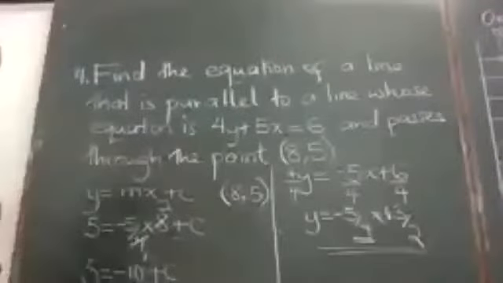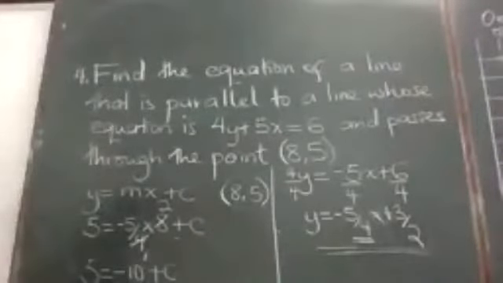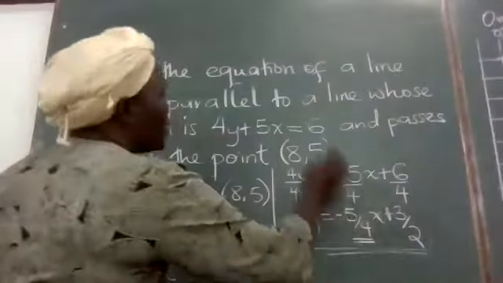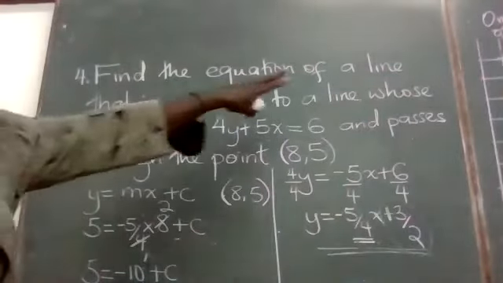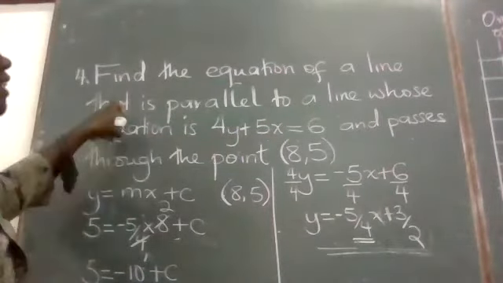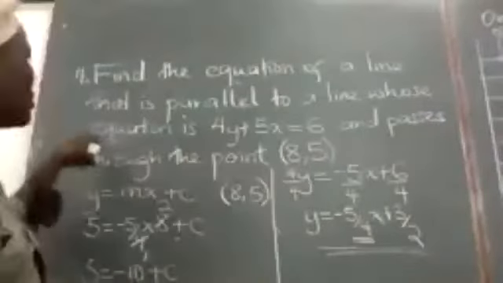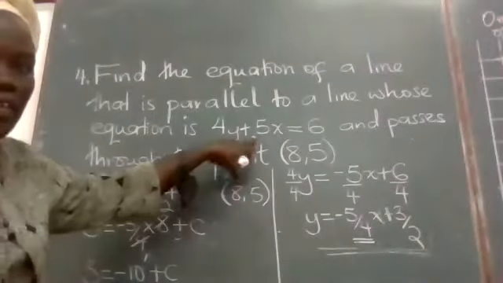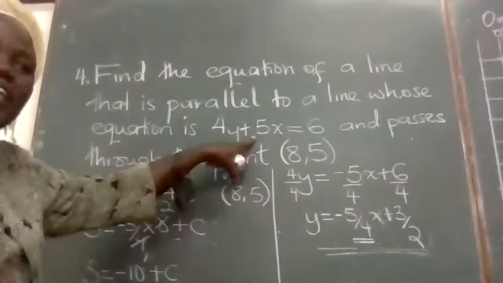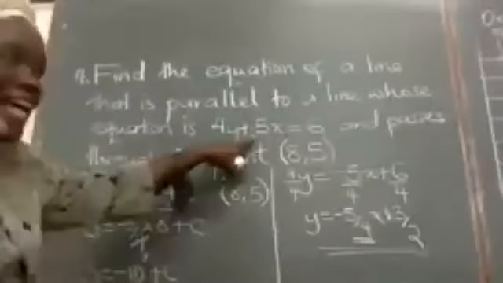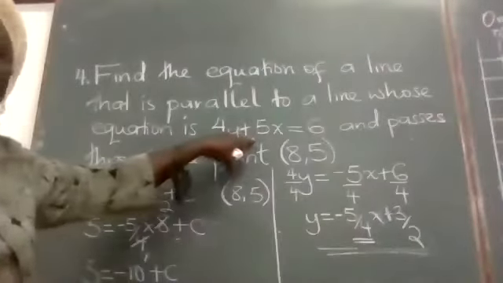Excuse me, teacher. Why do you have to find the C again, like if it's already there? No, this C is for... now read the question. Find the equation of a line that is parallel to the line whose equation is this. We are given this line, right? We are supposed to find the equation of another line that is parallel to this one which you're given.